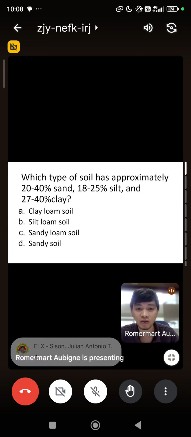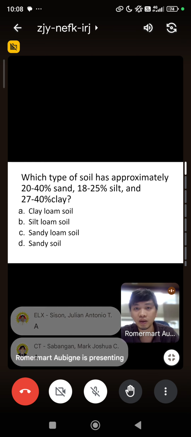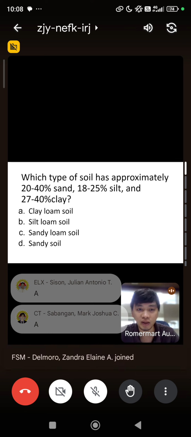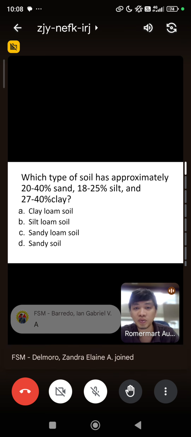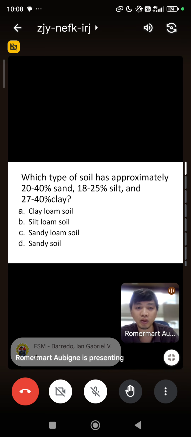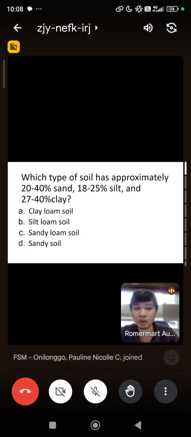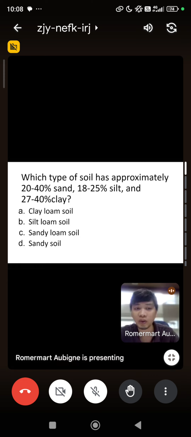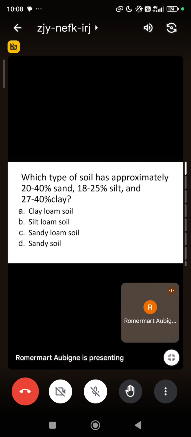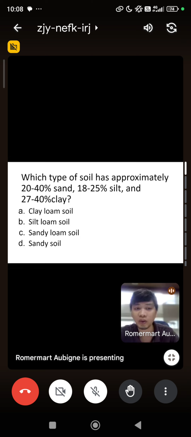Kasi nung board exam ko sa Agri, may mga question din na ganito. So, which type of soil has approximately 20 to 40% sand, 18 to 25% silt, and 27 to 30% clay? A, clay loam soil. B, silt loam soil. C, sandy loam soil. Or D, sandy soil. Paano ba natin ito makukuha? Ang tamang sagot.